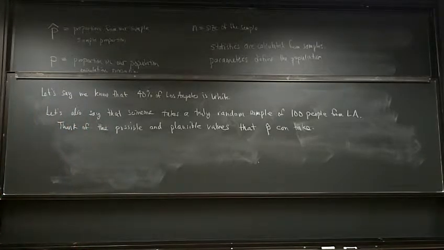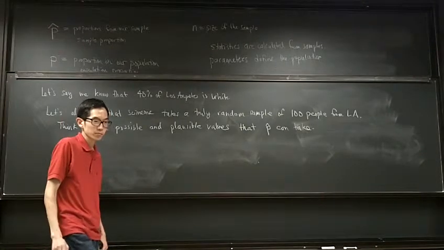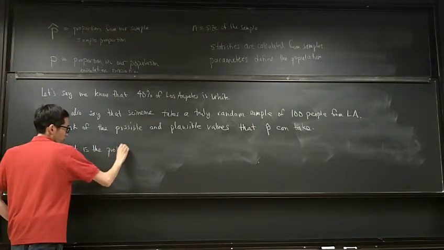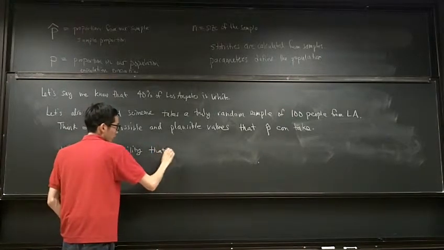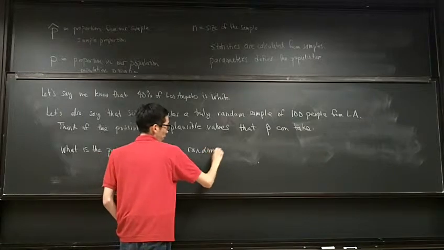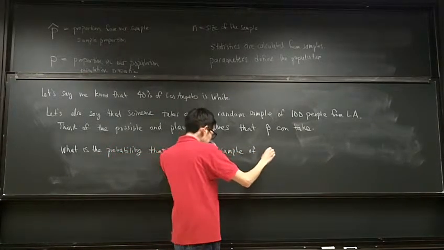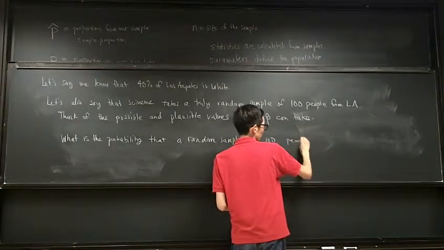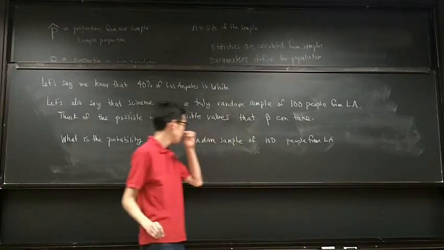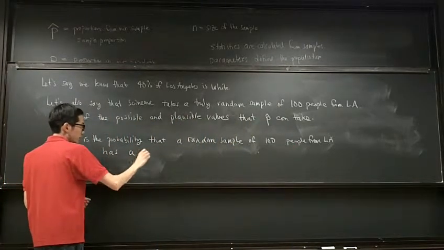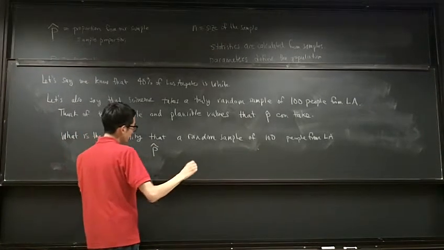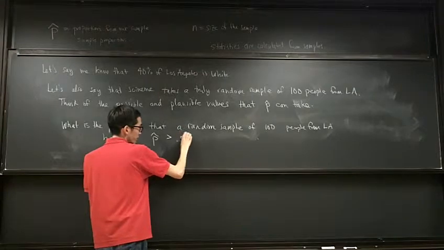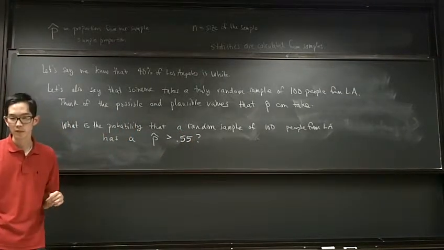So I'm going to ask you a question. What is the probability that a random sample of 100 Angelinos, 100 people from LA, has a p hat proportion of white people, p hat bigger than 55%? Can we figure this out?